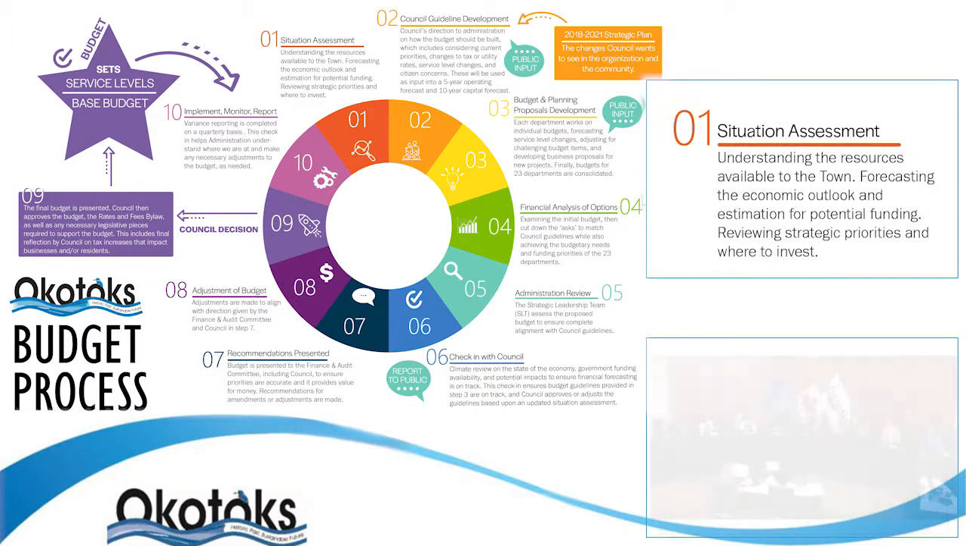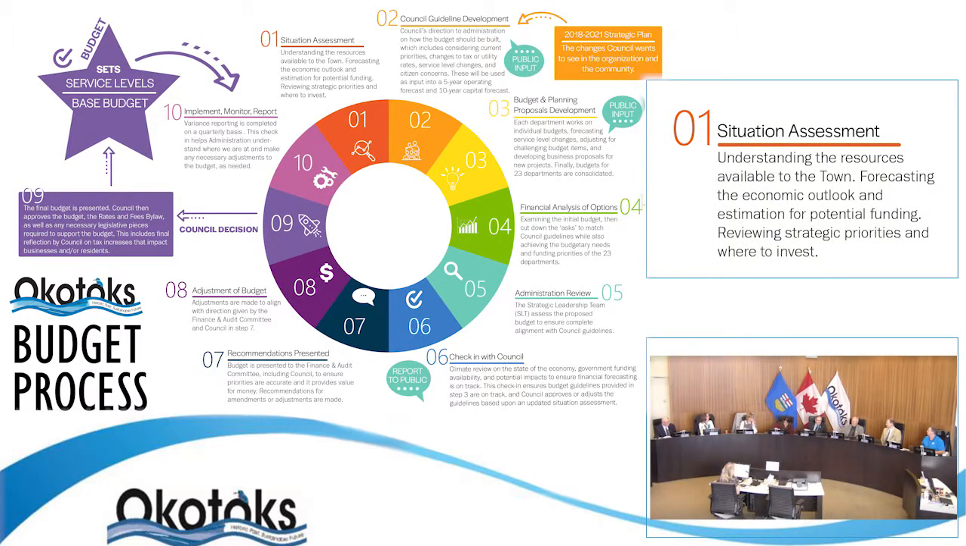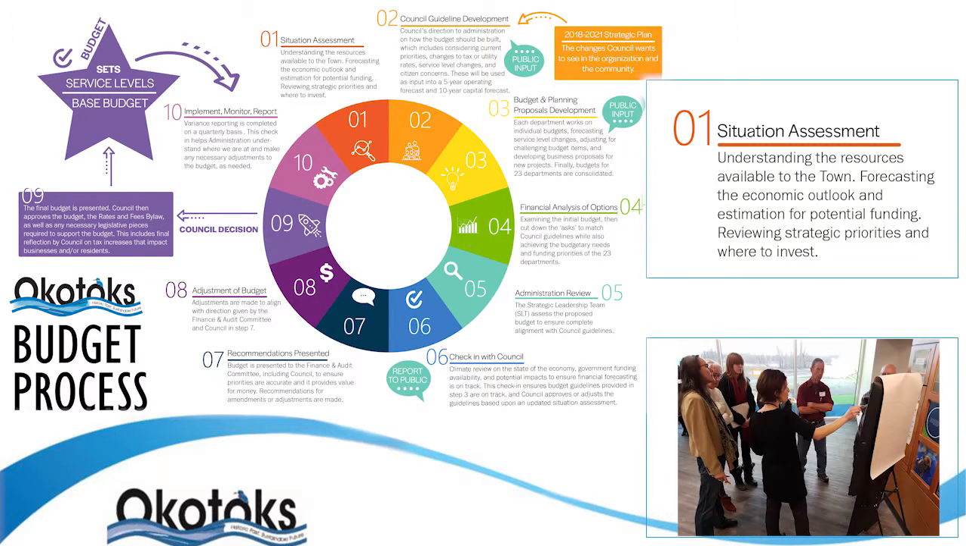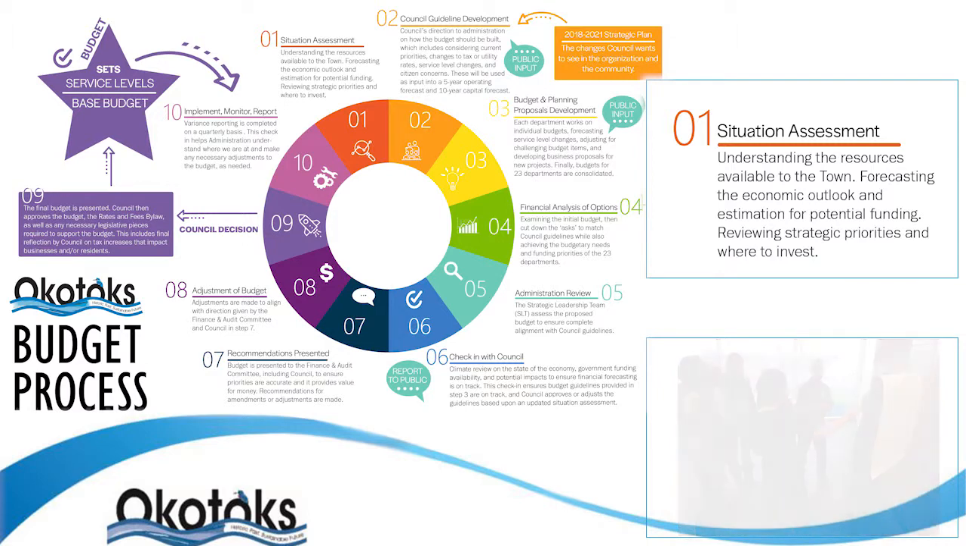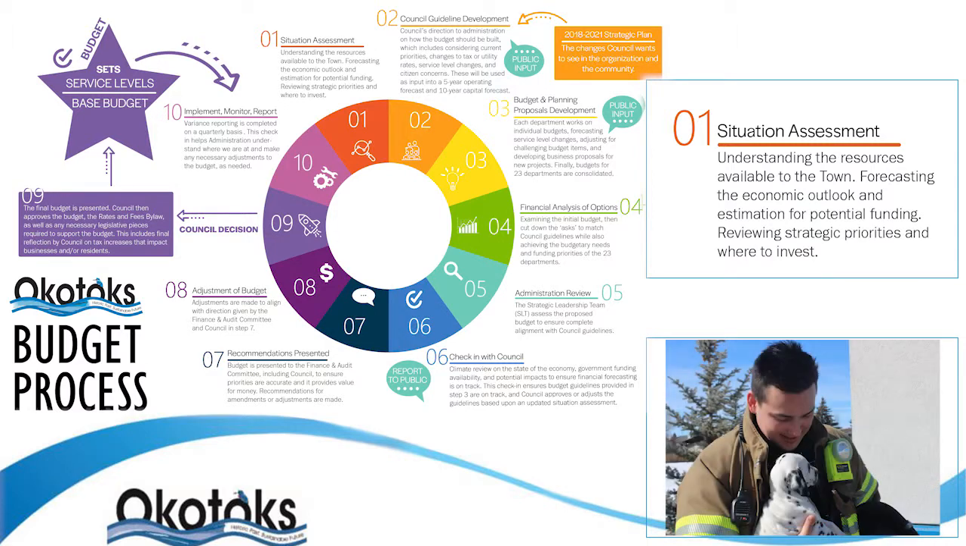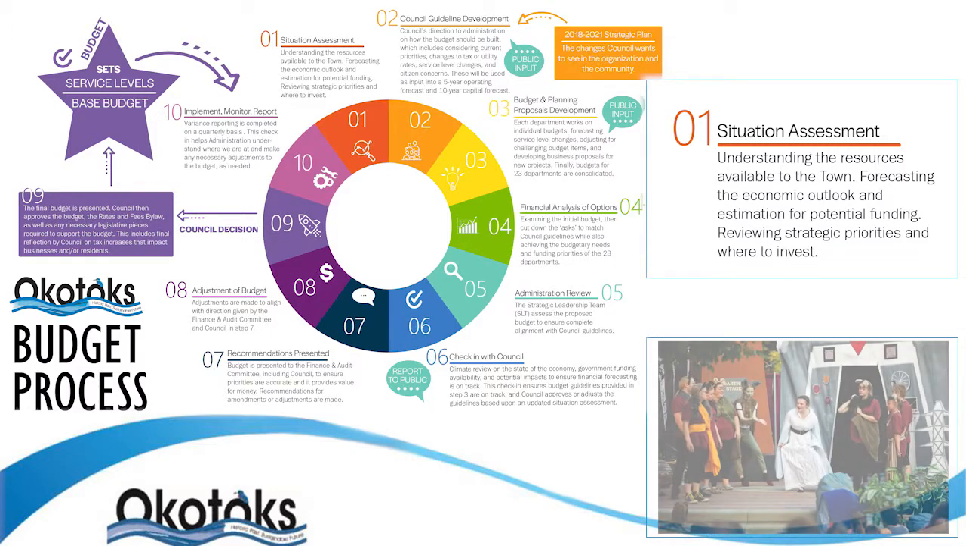The very first part of the cycle is referred to as the situation assessment. The situation assessment is where we take a look at what's happening in the world, what's happening in the province, what's happening in the economy. And in there, we examine things like the election cycle. So we know for the year 2019, we will have both a provincial and a federal election cycle. What commitments are they making to the municipality? What will that mean to funding? What is the overall economy like? What are council's strategic priorities? Where do they want to see strategic investments made?